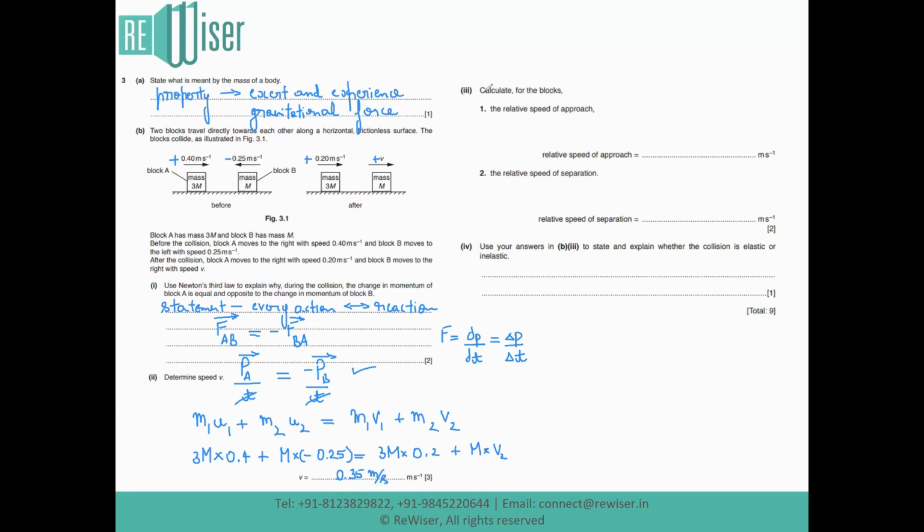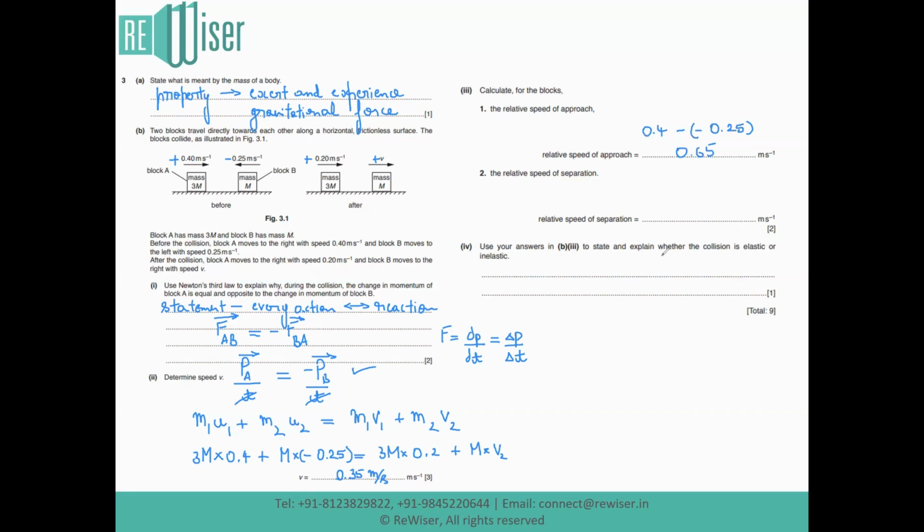Moving on, calculate for the blocks the relative speed of approach. The relative speed of approach is calculated by subtracting the two velocities: 0.4 minus negative 0.25. When I do this, I end up with the relative speed of approach as 0.65 meter per second. The reason I'm subtracting is because they're both traveling in opposite directions.